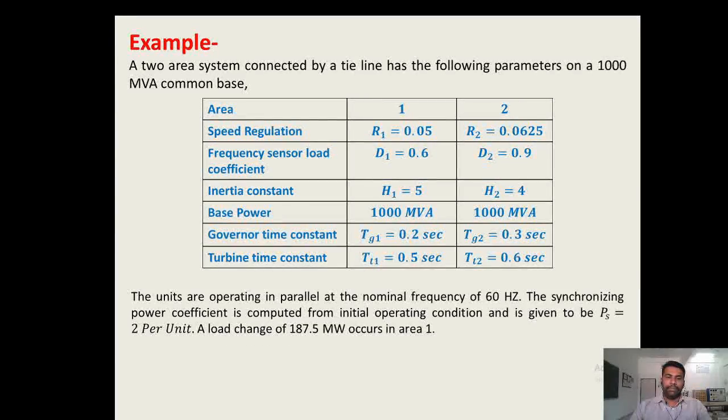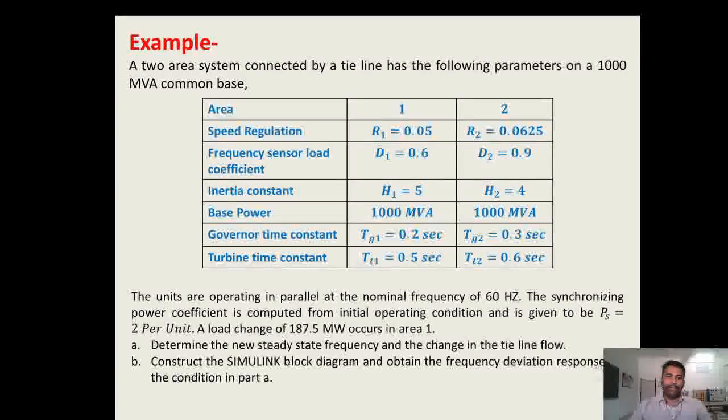The synchronizing power coefficient is computed from initial operating condition and is given to be Ps equals 2 per unit. A load change of 187.5 megawatt occurs in area 1. First, determine the new steady state frequency and the change in the tie line flow. Second, construct the Simulink block diagram and obtain the frequency deviation response for the condition in part 1. Now we will find out the new steady state frequency.